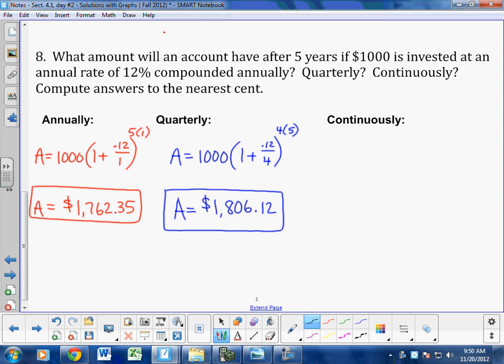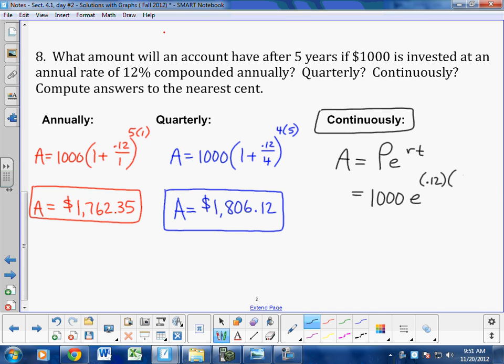Now, continuously, now you have to use the PERT. Capital P, E to the RT. Put the numbers in. What's P? 1,000. E is a constant. R is what? 0.12. T is what? 5. Here's how you do this one.